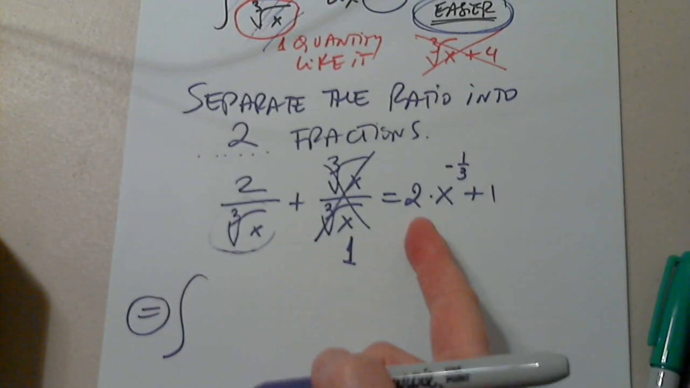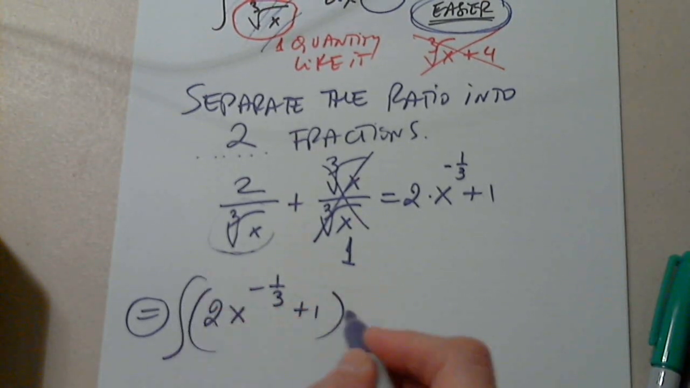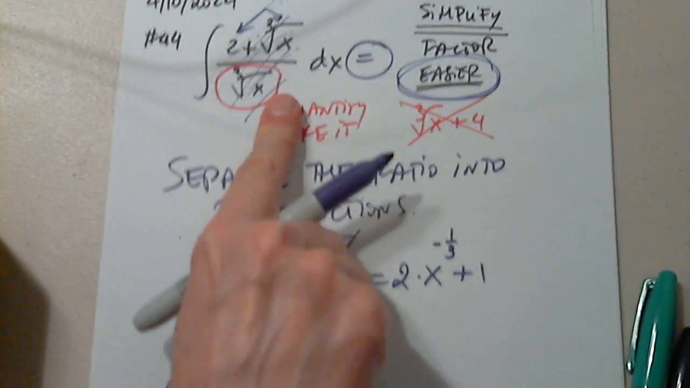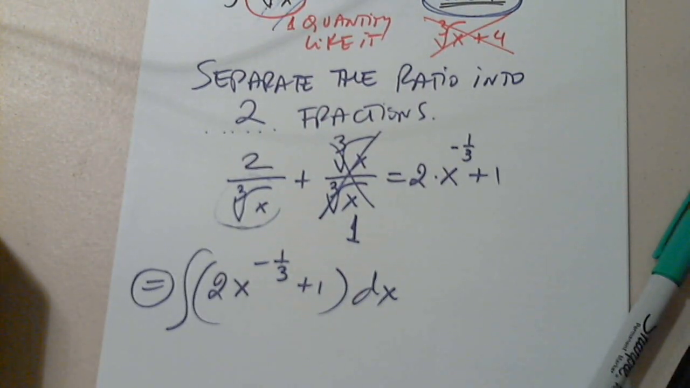So this is the integral of 2x to the negative 1/3 plus 1 in parentheses. It must have parentheses, dx. Here parentheses are not required. It's a fraction. But here I have to. So now it becomes a piece of cake.